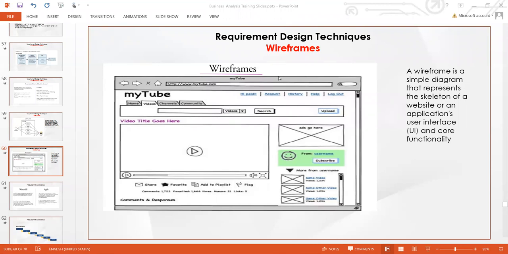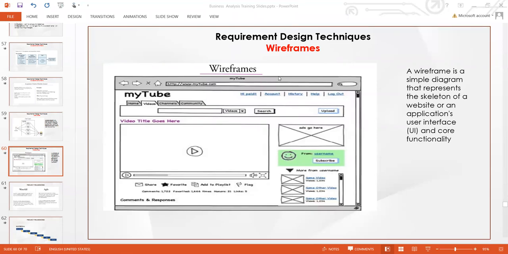You can use tools like Visio, Lucidchart, and Draw.io to do this. So this is a wireframe. This is how wireframe works.